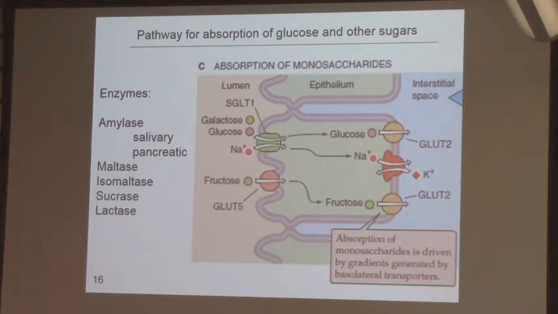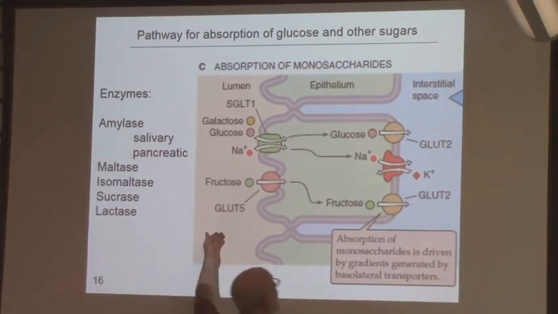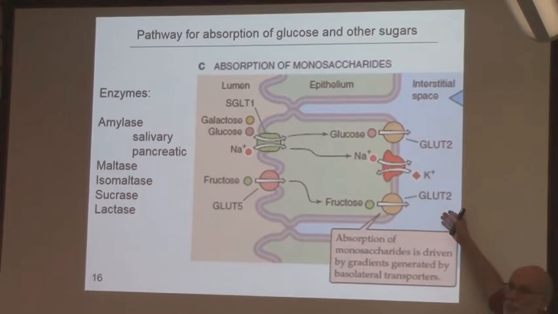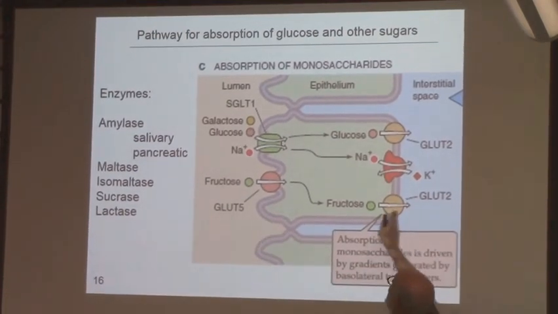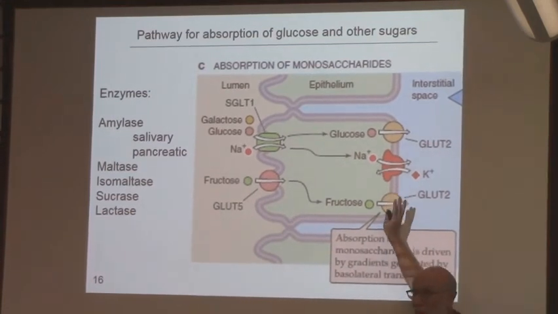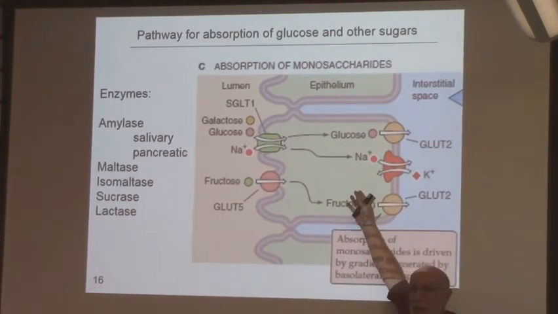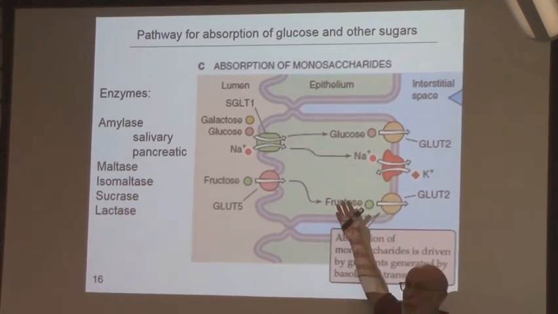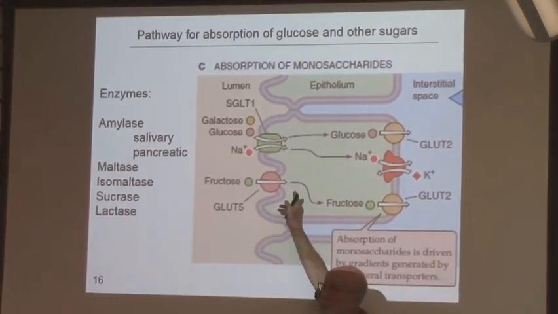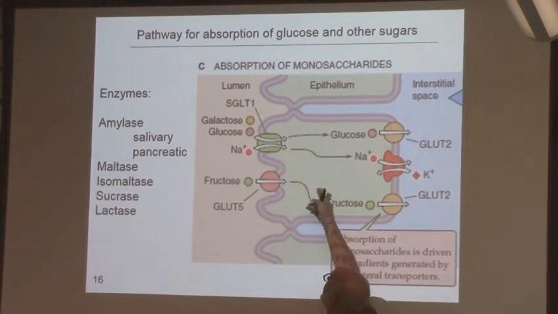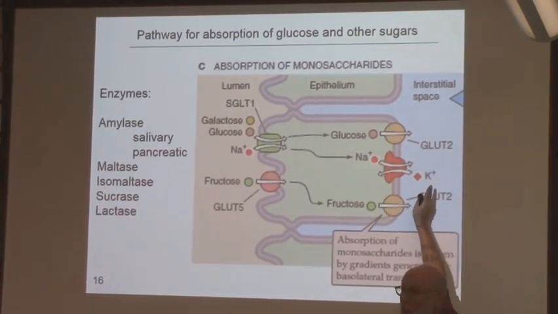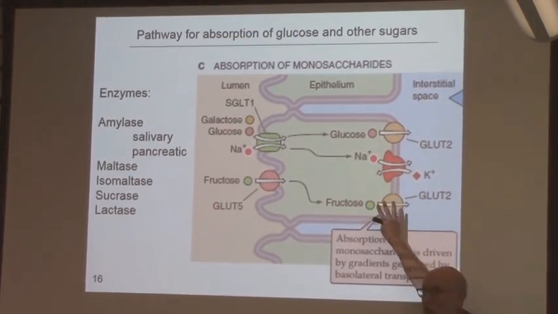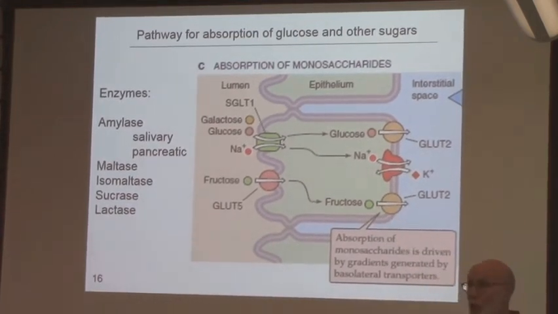So what do we have here? Lumen of the intestine. This is the lumen of the small intestine. Here is the blood side, apical membrane, basolateral membrane. Just getting oriented. Here is an intestinal cell that has all that machinery for absorbing fat. Fat is absorbed, then assembled into chylomicrons and exocytosed out here. All of that's happening here too, but we're not looking at that now. We're looking at the absorption of sugar.